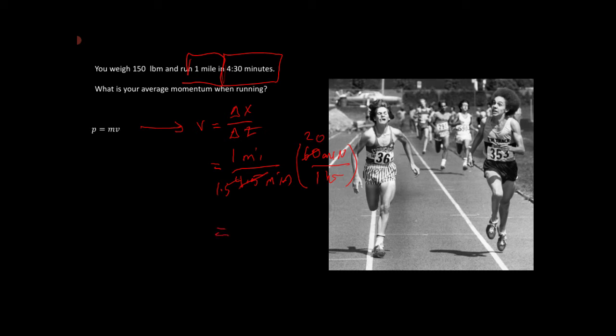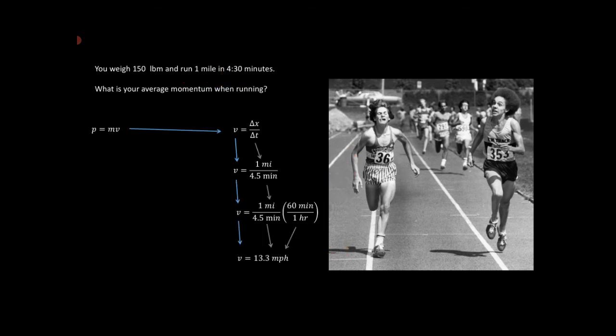So 1.5, that looks like 13 1/3 miles per hour. Okay, so that's 13 1/3 miles per hour. That's about the speed that running a mile in 4.5 minutes is. Okay, so that's the first part. We found that velocity.